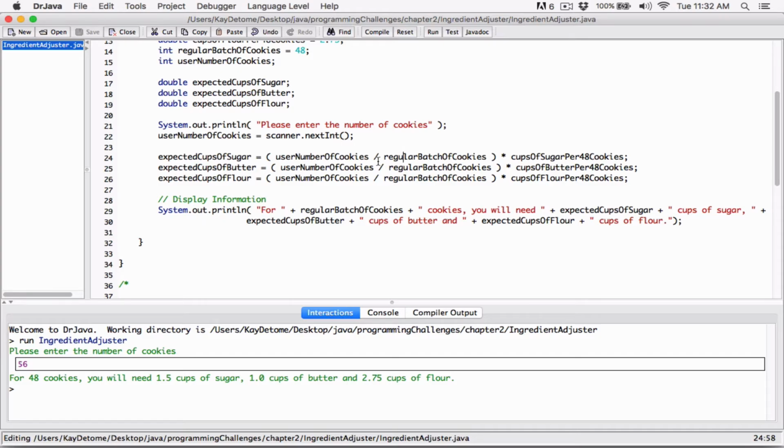So that's the problem. Over here, we are dividing the user's number of cookies, right, by the regular batch. And we put in user number of cookies. We put in 56 for user number of cookies. So basically, it's 56 divided by 48.